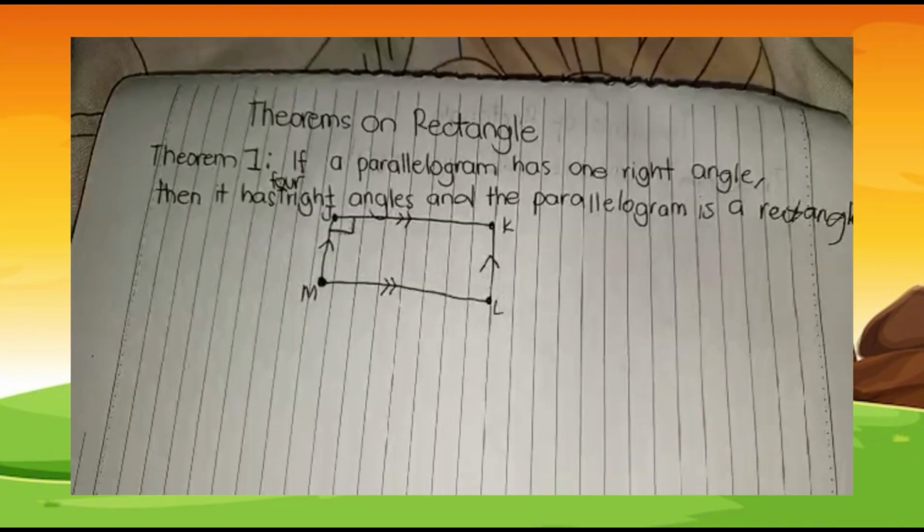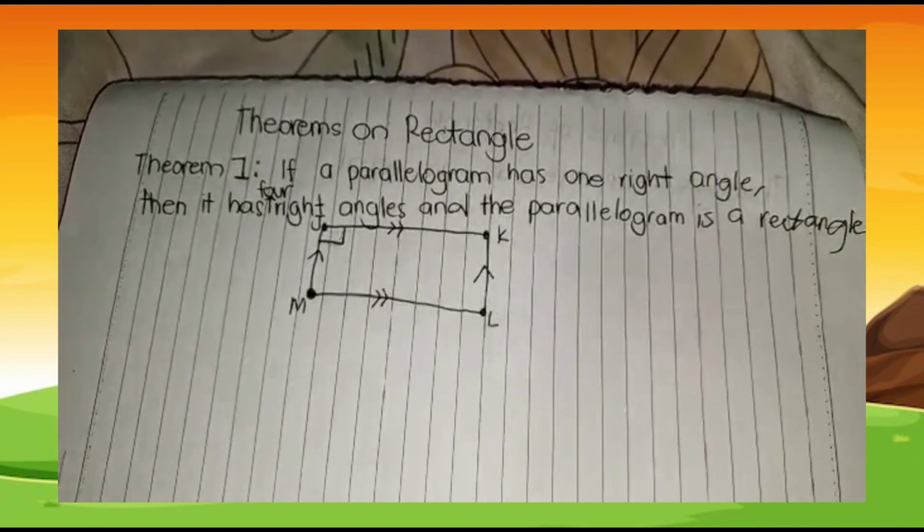Theorem number 1. If a parallelogram has 1 right angle, then it has 4 right angles, and the parallelogram is a rectangle. We always need to remember that a rectangle is a type of parallelogram, and a parallelogram with 4 right angles is called a rectangle. We should remind ourselves that even if there is only 1 right angle, we need to keep in mind that all angles are the same right angles.